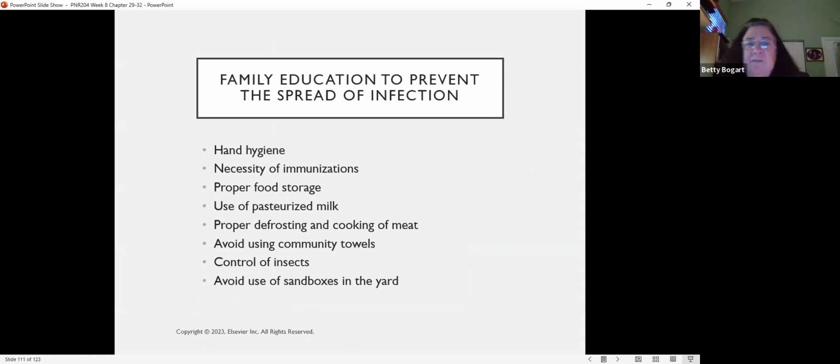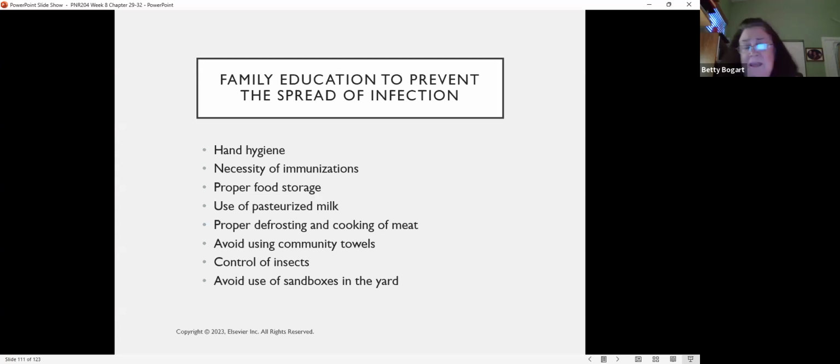So, how do you teach a family all about these infections and what is going on? Well, we need to wash our hands always. That's the big thing. And the other thing is really encouraging them to have immunizations. There are some people who don't want immunizations, they've been fed wrong information. And as a nurse, we need to give them documentation and show them why these things are good.